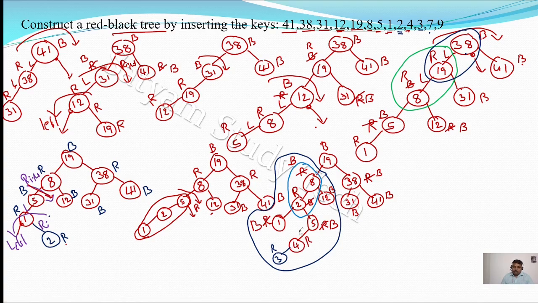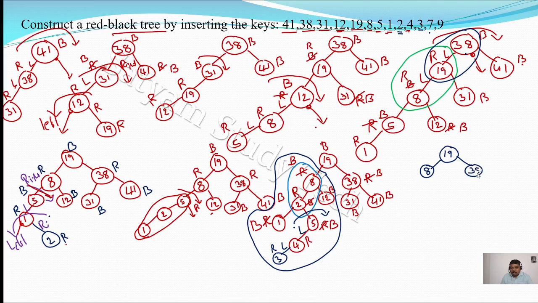So what type of rotation do you have to perform? 4 is the left of 5, here the left, here also left. LL is there, so we have to perform a right rotation. After performing the right rotation, we can see the diagram here. Here it is 8.